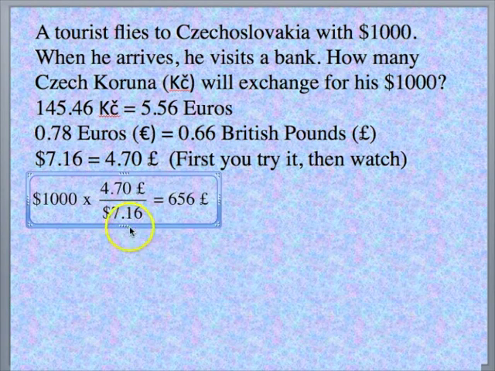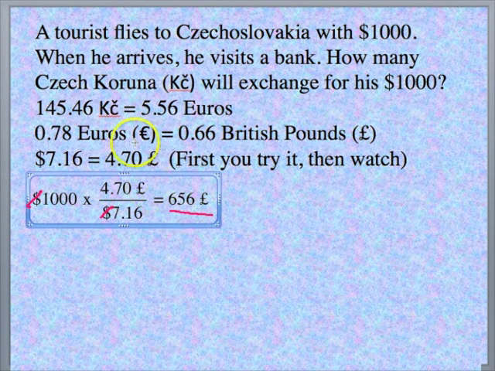So we set up our ratio of dollars to British pounds this way, with dollars in the denominator and with pounds in the numerator. We do it this way so that dollars will cancel out and we'll be left with British pounds. So now we have 656 British pounds.